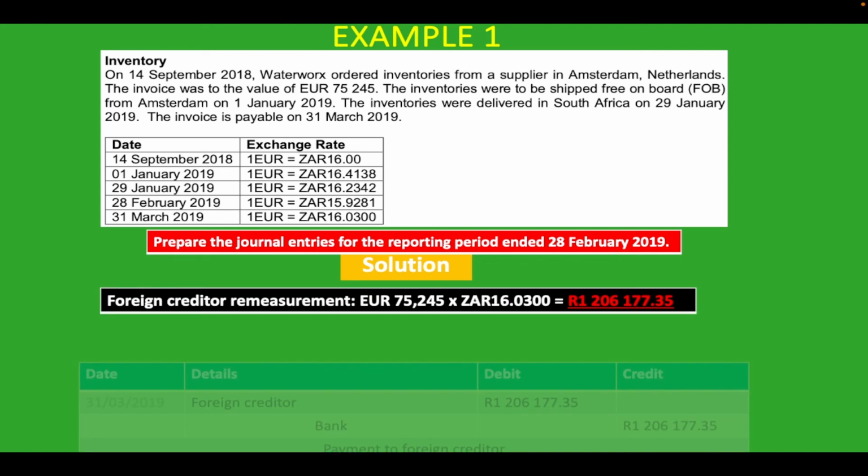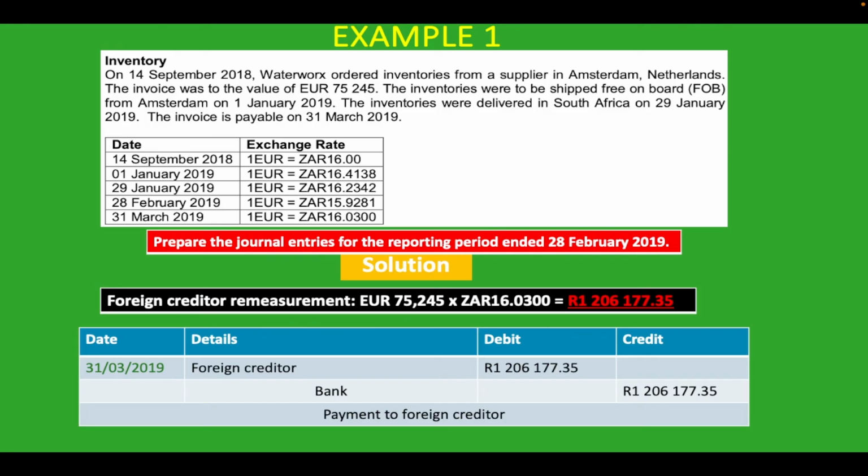And here's how it's going to look. Debit foreign creditor and credit bank. And the narration there is payment to foreign creditor. And this is on the 31st of March 2019.